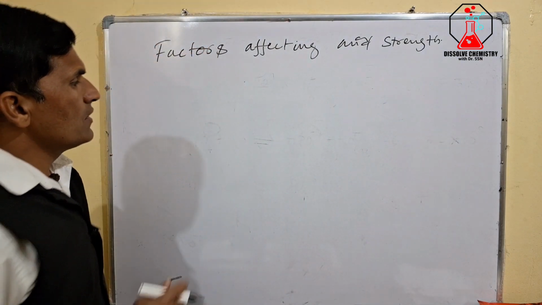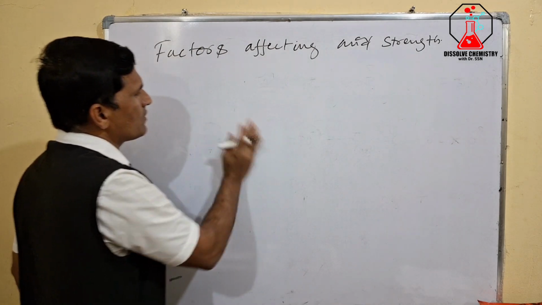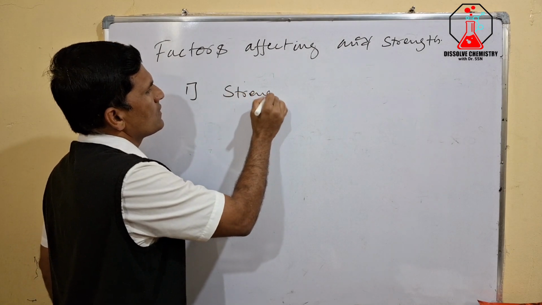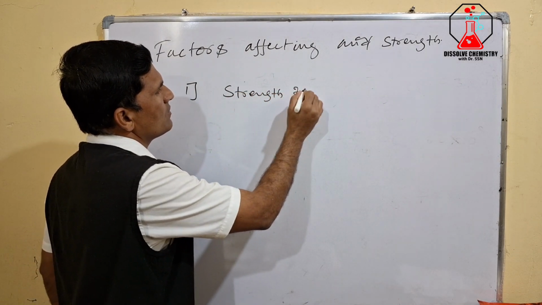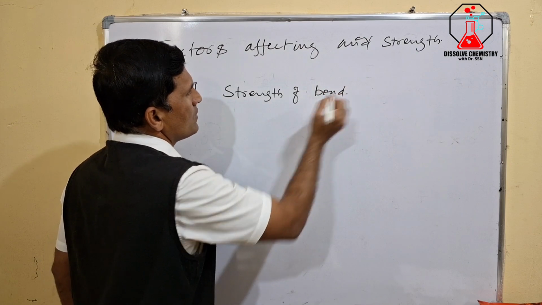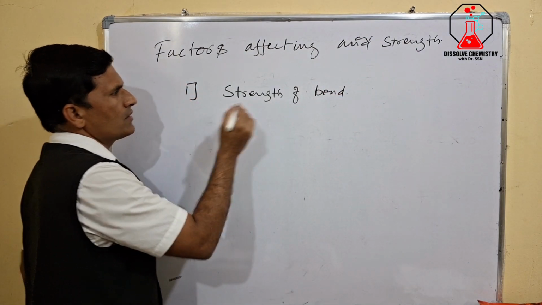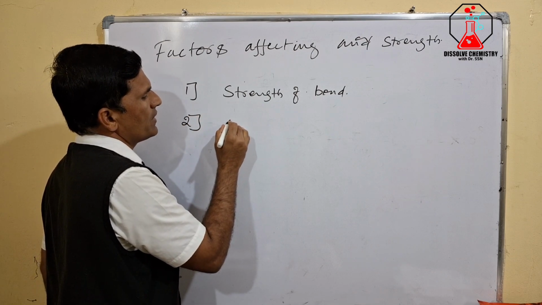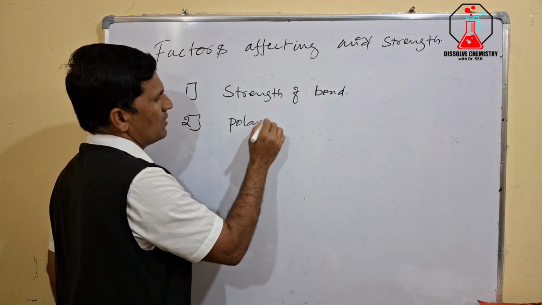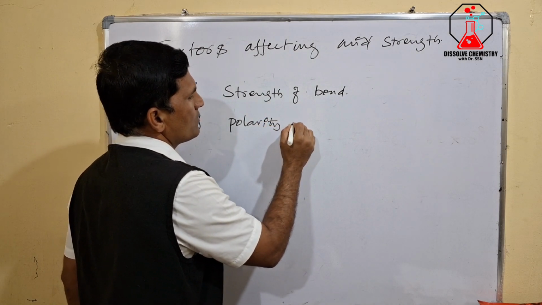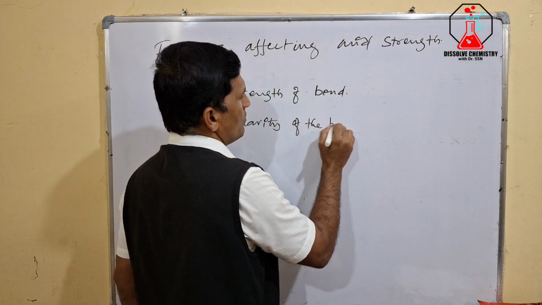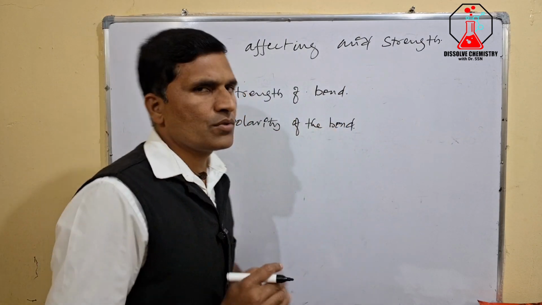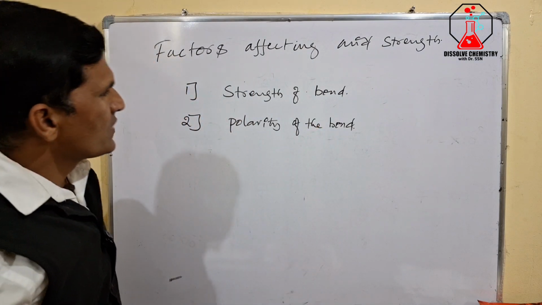Okay, so on what factors does it depend? One first point is the strength of the bond. Second one is the difference in their electronegativity, or polarity of the bond, we can call. Second important point is polarity of the bond. So how strength is going to affect and how polarity is going to affect, that we will see.